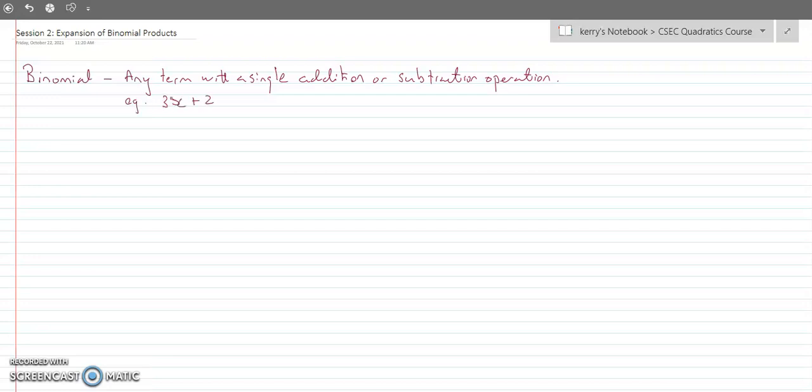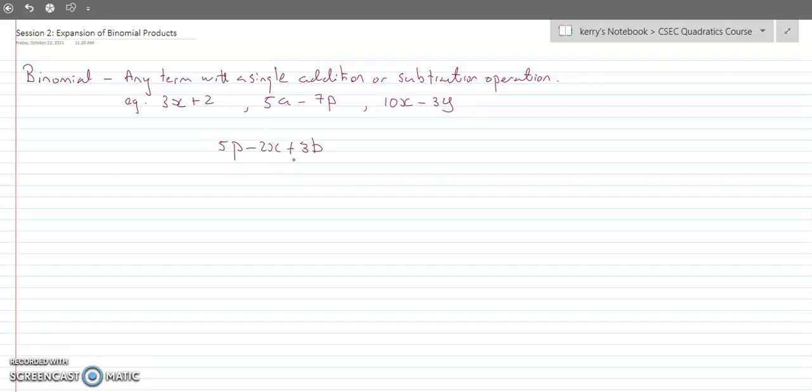3x plus 2. This is essentially a binomial, right? 5a minus 7p. This is a binomial. 10x minus 3y. This is a binomial. Now, if I say 5p minus 2x minus 3b, this is not a binomial because you have two subtractions.